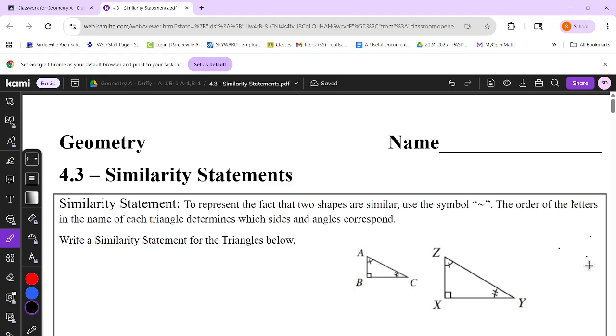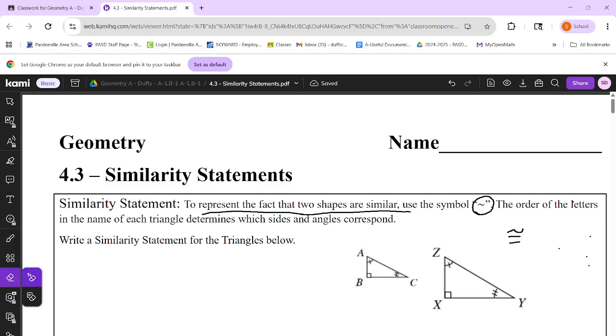A similarity statement is used to represent the fact that two shapes are similar, and they use the symbol squiggly line, okay? How that kind of relates is way back when we said that two things were congruent, or two side lengths were congruent or equal in size, we would use the equal sign, but a little squiggly on top. Now, because we're working with similar shapes, so they have the same proportion to each other, but they're not exactly equal, we just use the squiggly.